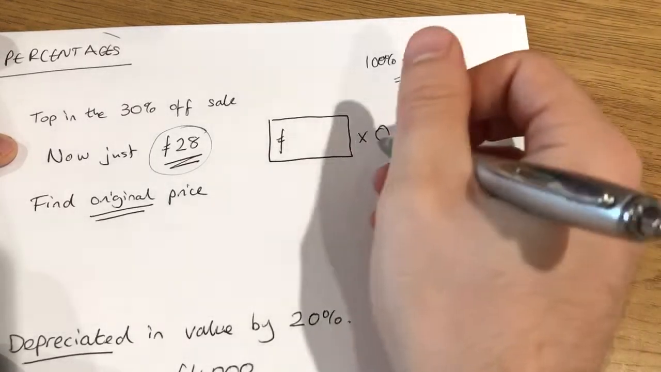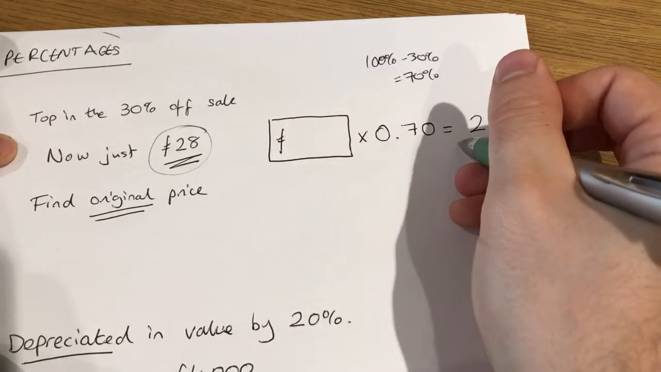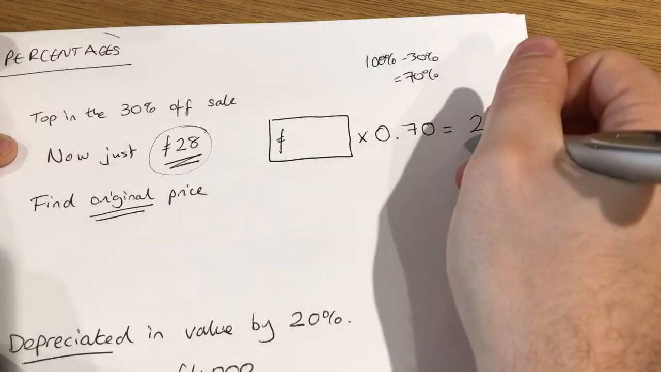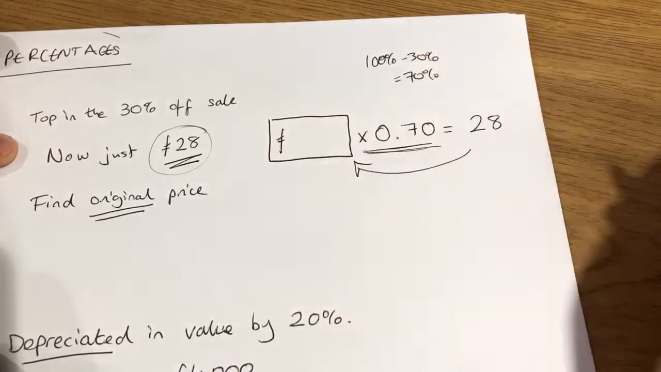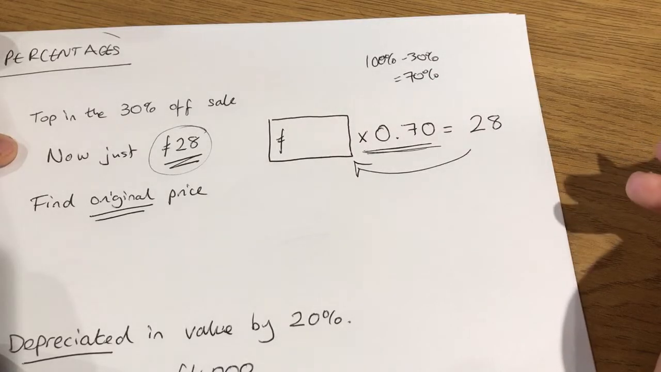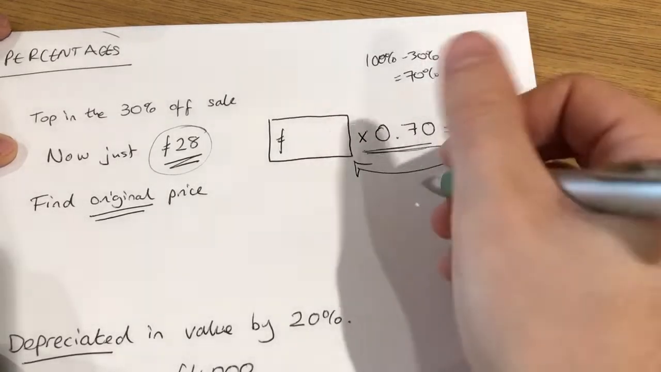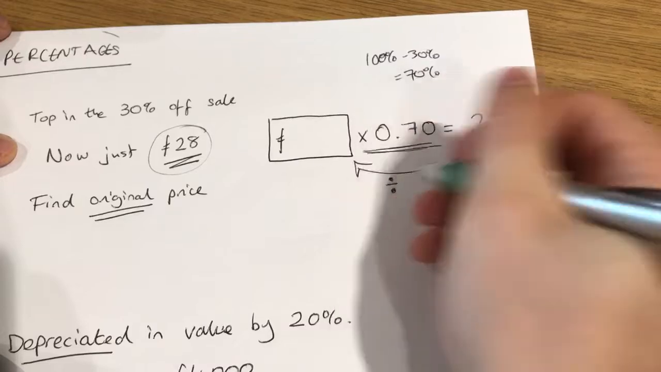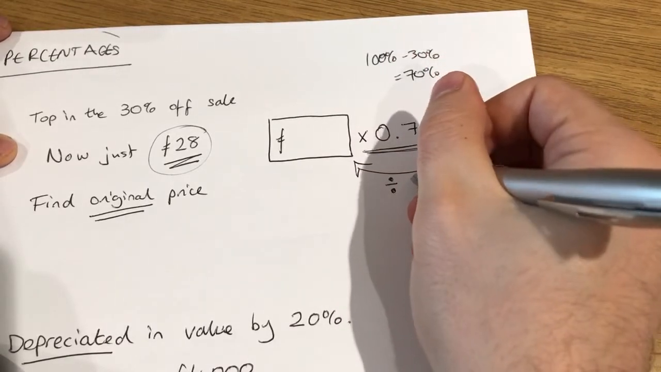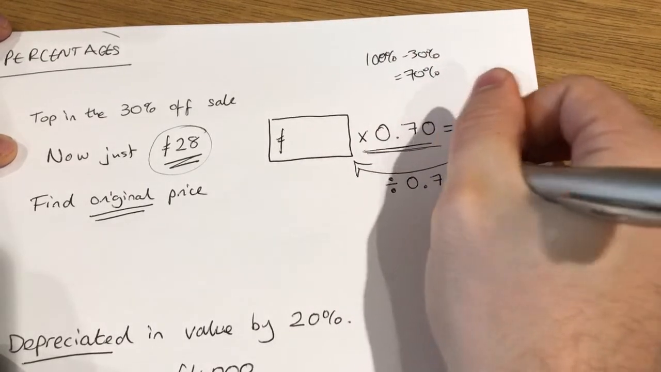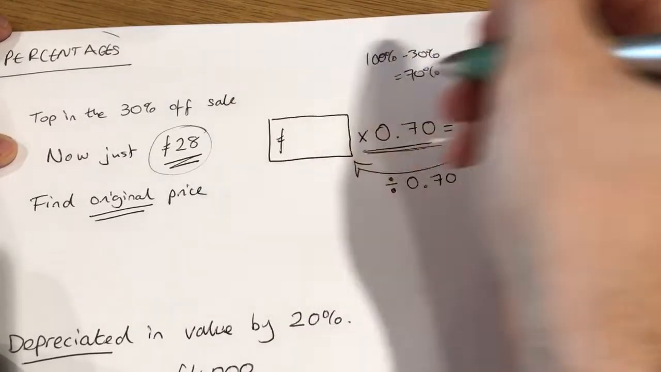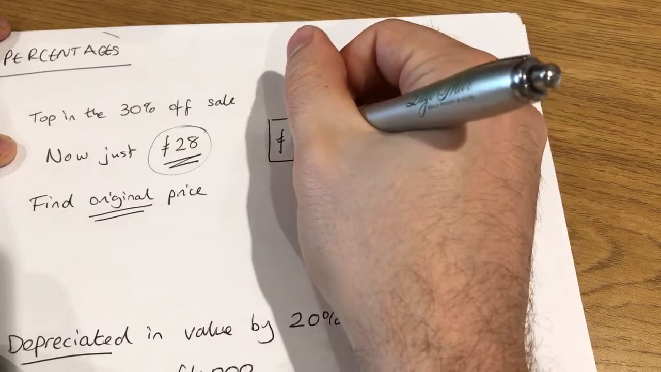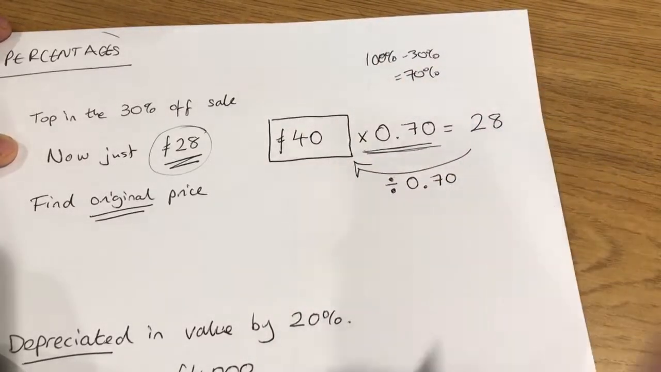Now, I'm going to think, if I had this, I'd times by 0.70 to get 28. So how do I get back? How do I go in reverse? How do I do the inverse of multiplying by 0.70? How do I reverse that percentage? The opposite to times is divide. I put 28 divided by 0.70 in my calculator, and I would get £40 in that case.